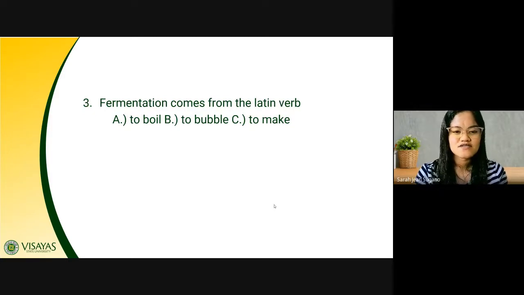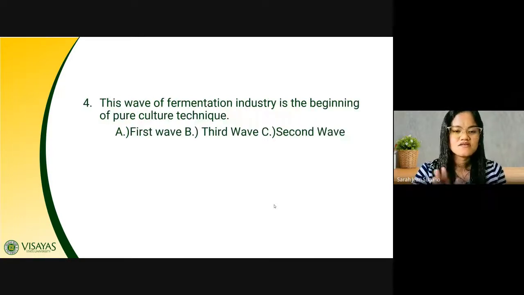So, third question. Okay. Third question is, the word fermentation comes from the Latin verb. Is it A, to boil, letter B, to bubble, or letter C, to make? So the word fermentation comes from the Latin verb, which means to boil, B, to bubble, or C, to make. Okay, you have answers, jot it down in your paper.